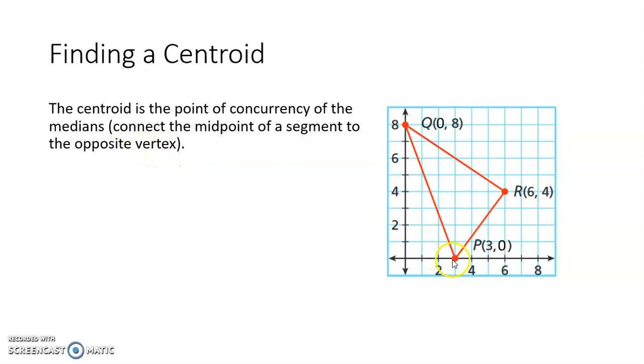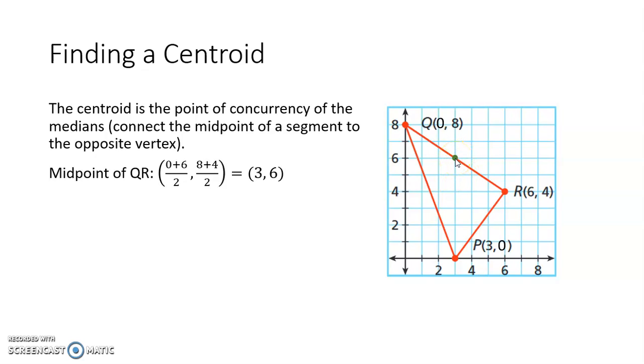So we've been given this graphed triangle here. And what we're going to do is find the midpoint of a segment. And remember, to do that, we average the x's and we average the y's. So we're going to find the midpoint, and it doesn't matter which side. I'm going to use QR. So I'll find the midpoint. I averaged the x's and y's, and I got the point (3, 6). So I just put it on my graph.